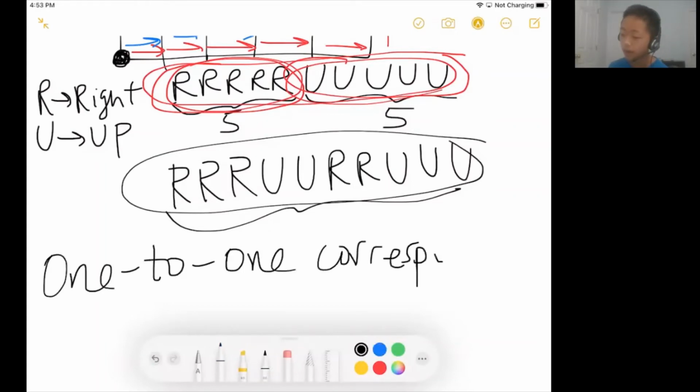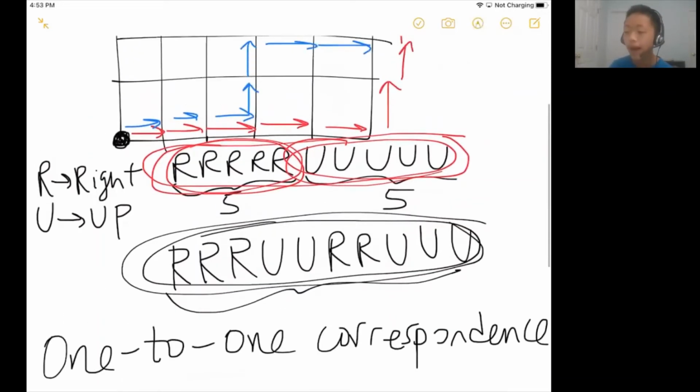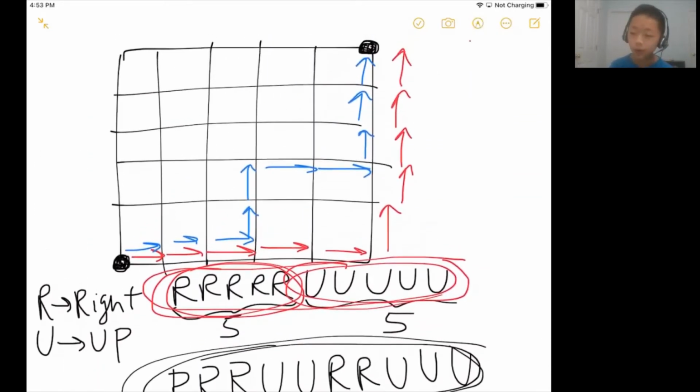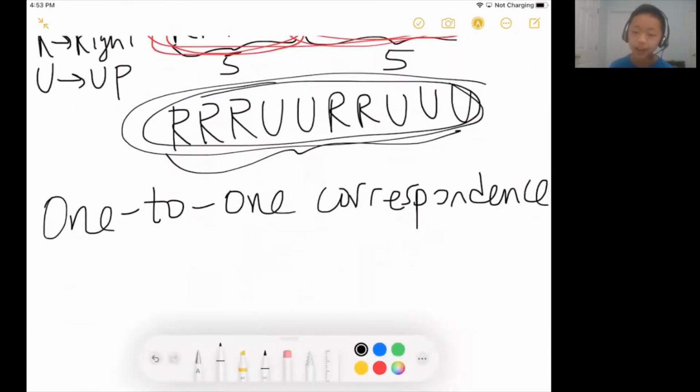Where we have two separate things, and all the things in one set map to exactly one thing in another set. In this case, every string of 5 R's and 5 U's will map to exactly one path on this grid. You might also sometimes hear this referred to as a bijection, which is a fancier word. It's a very important technique in counting problems, because sometimes counting one thing is equivalent to counting another thing, but counting one of those things might be significantly easier.